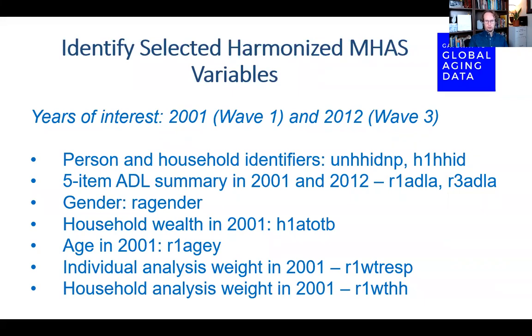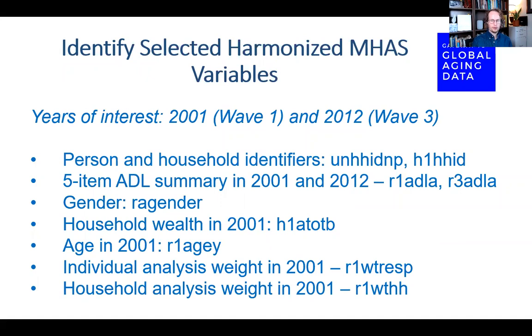So the first thing we'll do is identify our variables for the harmonized MHAS. I'm not going to walk through finding all of these directly, but I've listed here the variable names that we're going to use. We'll include some identifiers. All of the harmonized data sets always have the unique identifiers used by the studies. And that's important because, as I mentioned, the harmonized data set doesn't include all of the variables from all of the questions in the study itself.